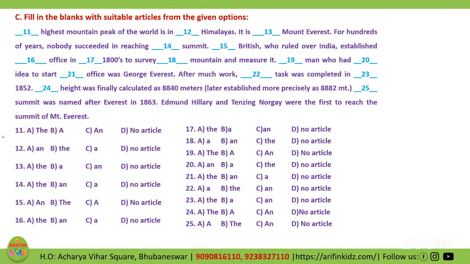13, right? In front of a single mountain peak, we do not use any articles. It is always Everest, it is not the Everest, because it is a single mountain peak. If we have a group of mountains, like the Andes, there you use the Andes. But in front of one peak, it is always Mount Everest, not the Mount Everest, right?